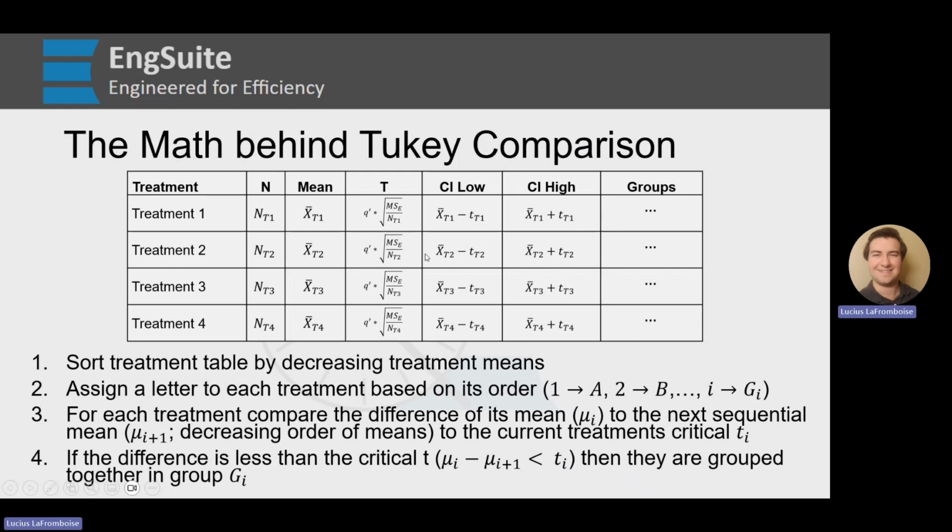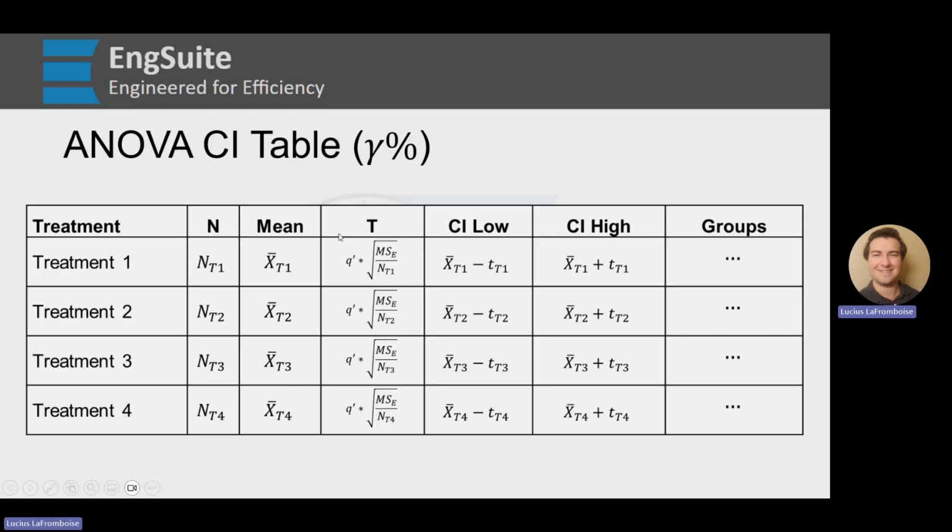And for each treatment, we're going to compare the difference of its mean to the next sequential mean in the decreasing order, to the current mean's critical T. Again, if the difference of means is less than the critical T. But the critical T that you're using is always of the higher mean group because we're always assessing based on the higher mean. So if the difference is less than that critical value, then they are grouped together in that group. So let's take a look in Excel. Here is a summary for you, but let's take a look at all of this math in Excel.